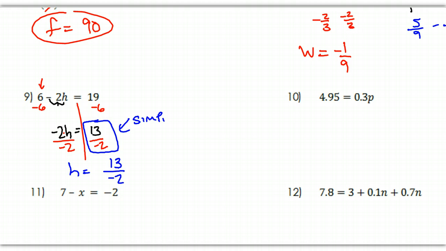And once again, you can have the negative out front. You can have it on top. It's all the same thing. I guess I'll just leave it out front. But the answer is negative 13/2.